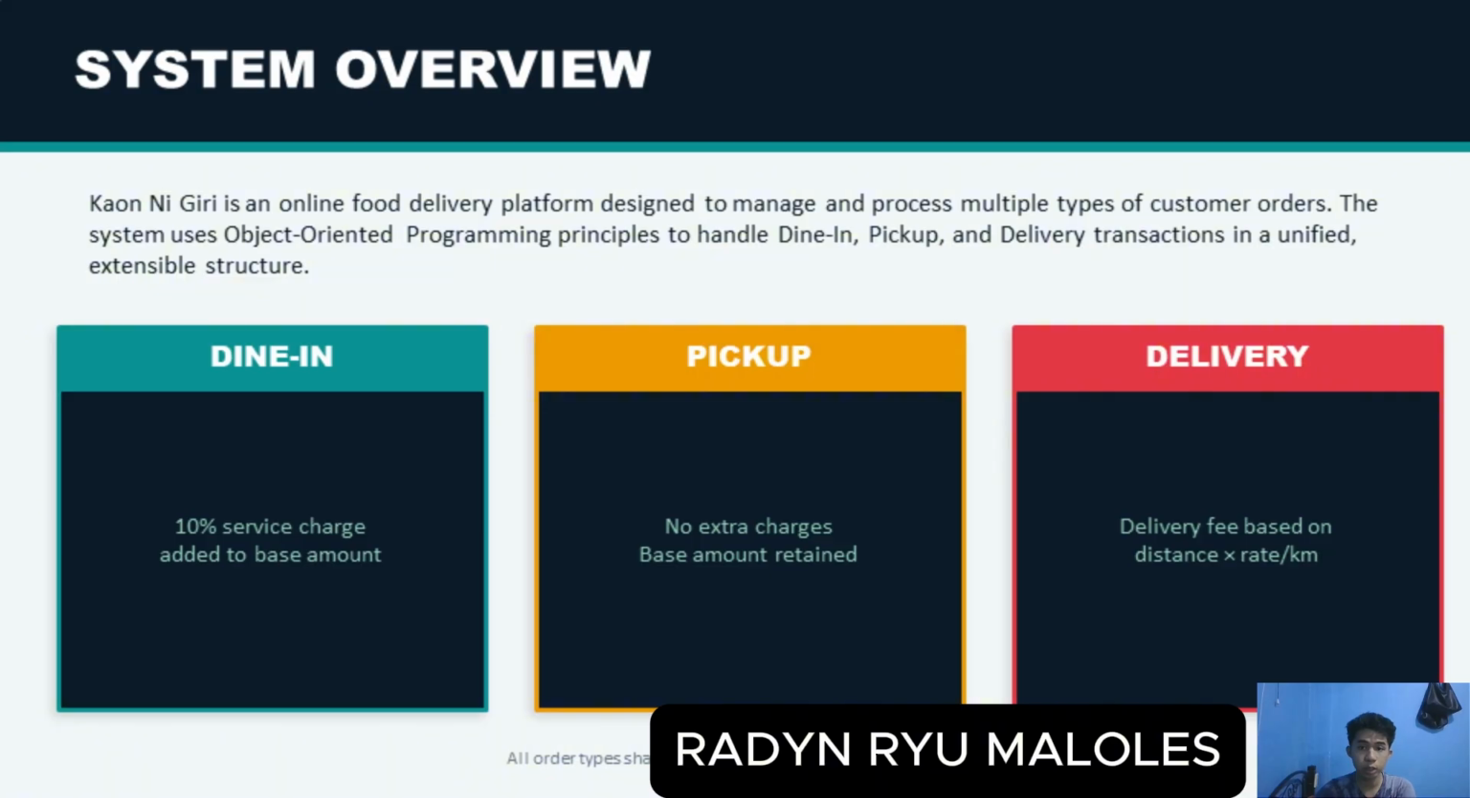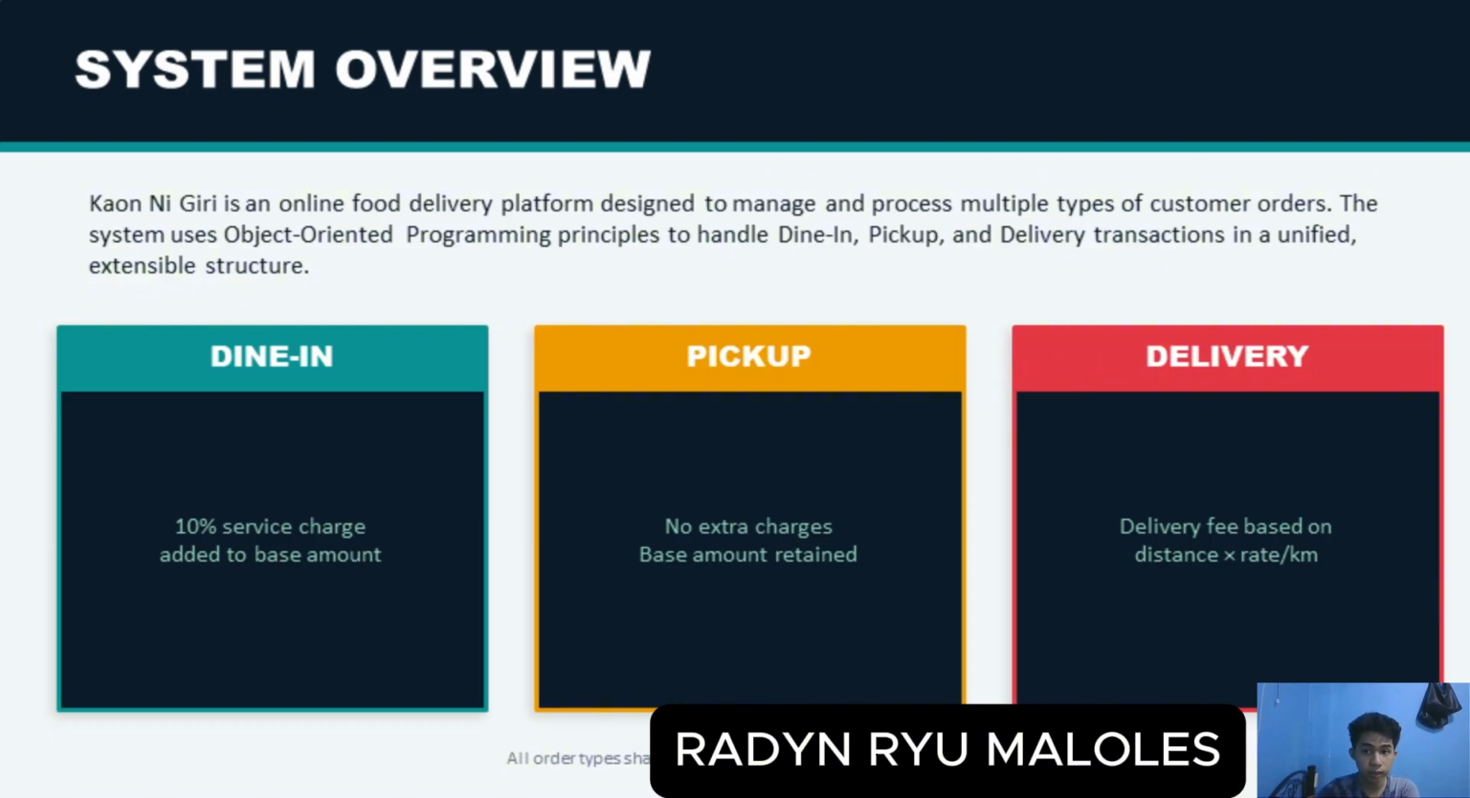So to give you a quick overview of our project, Kaoniguri is an online food delivery platform designed to manage and process multiple types of customers' orders. Under the hood, the system uses object-oriented programming principles to handle dine-in, pick-up, and delivery transactions in a unified, extensible structure. Here is how the different order types work.